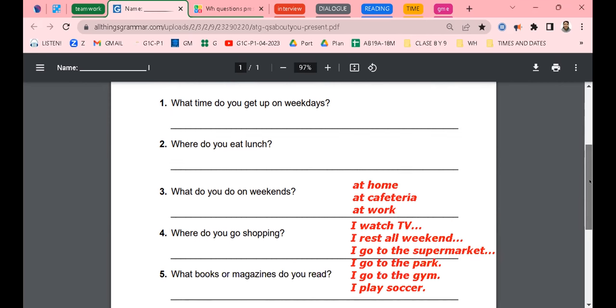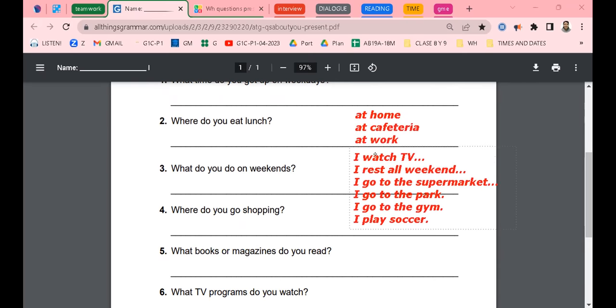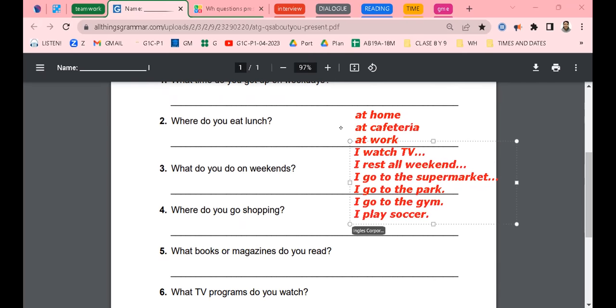Next question. Where do you go shopping? If you go shopping any day. So tell me, where do you go shopping? Do you go to Walmart, to the supermarket, to any other place? Tell me. I go shopping at Super Selectos. Okay, I go shopping to Super Selectos. Okay, what else?